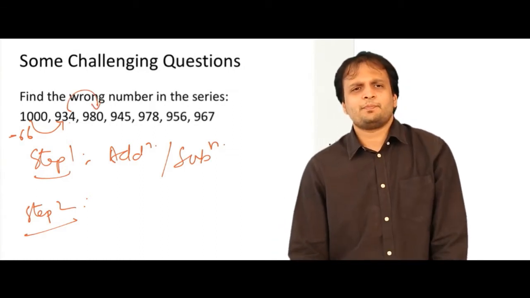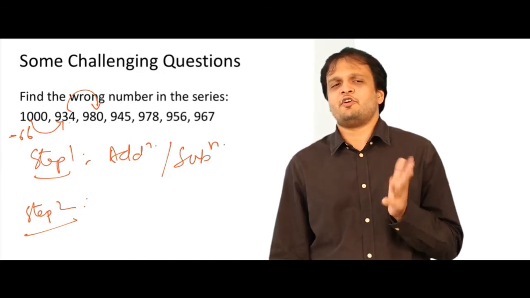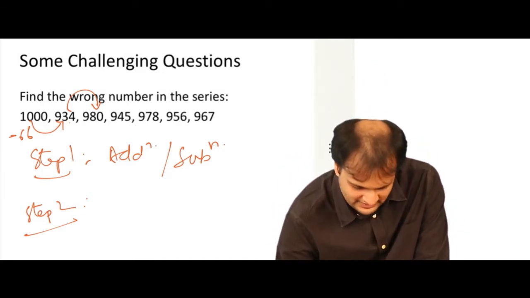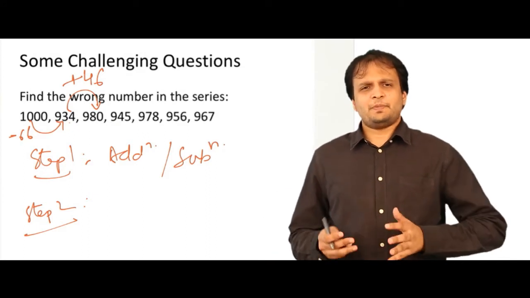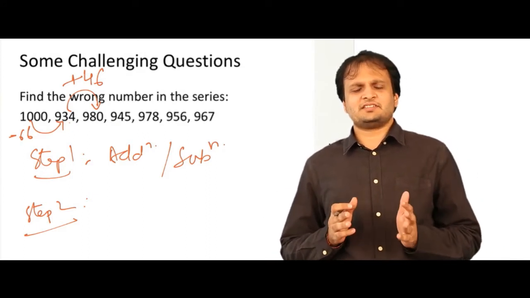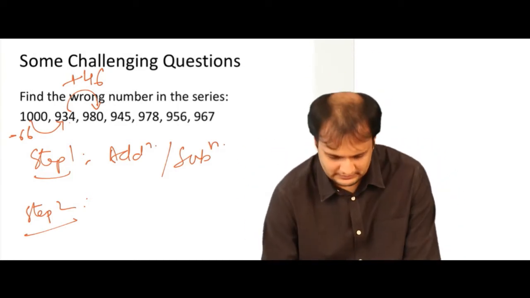So 934 plus how much gives you 980? 44, 54, 64, 74. So 40 and then 6. So 46. Don't panic when you see all these random numbers, 66, 46. Let's continue. We'll figure out a pattern.